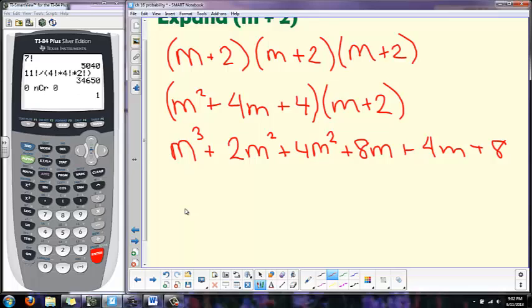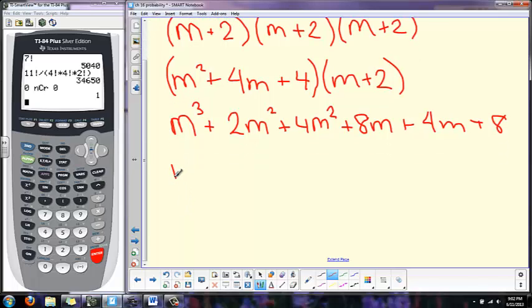Let's see. m to the 3rd plus, and then I can combine these. There's 6m squared plus 8 plus 4 gives me 12m plus 8.